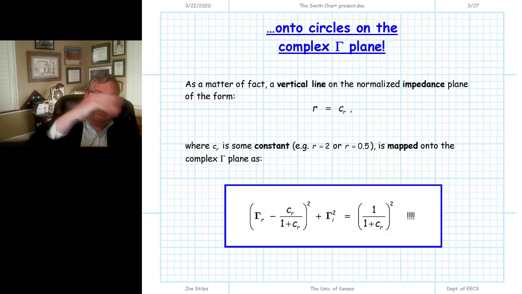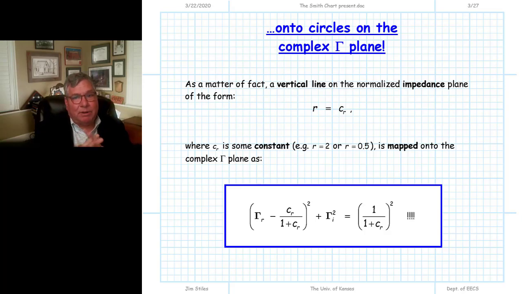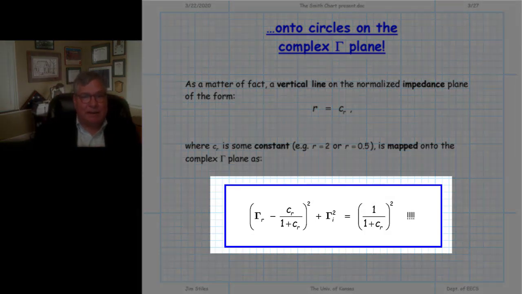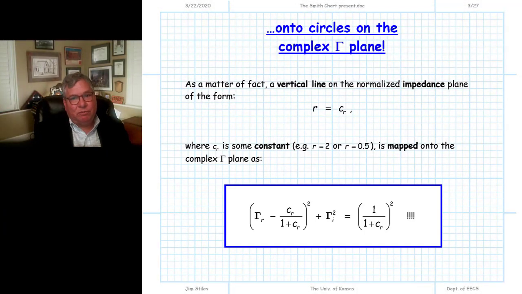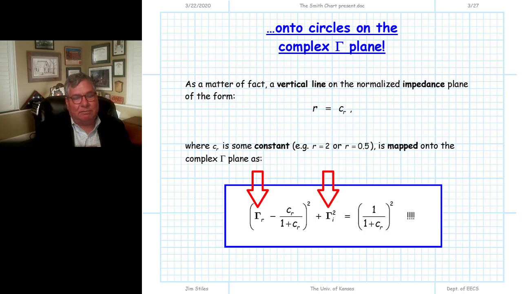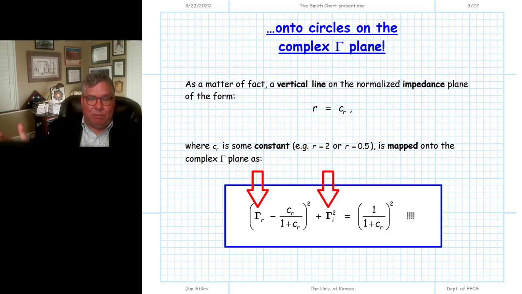Now, where do those vertical contours map to on the complex gamma plane? The description of those mappings are shown below. And once again, we see it is a parametric expression. We have a situation where we have an equation that depends on both the real part and the imaginary part of gamma. And again, every point on the complex gamma plane has a real and imaginary part.